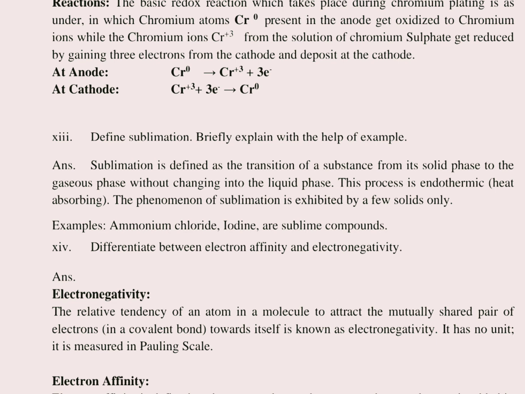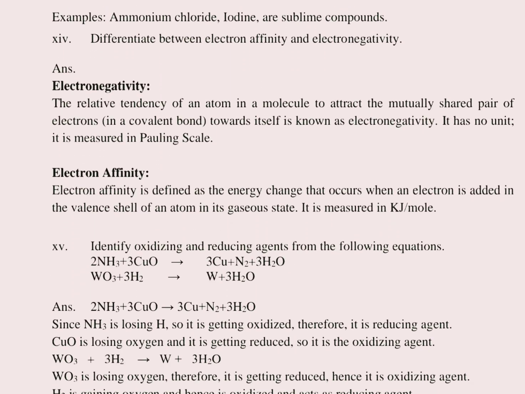Next is define sublimation. Briefly explain with the help of an example. We are really familiar with the terms condensation, boiling, freezing, all that stuff. So sublimation is when you directly convert your solid into the gaseous phase. But sublimation doesn't happen for all things. First, it is an endothermic process and it occurs only in particular conditions. There we have ammonium chloride and iodine, which sublime. Not every compound sublimes.